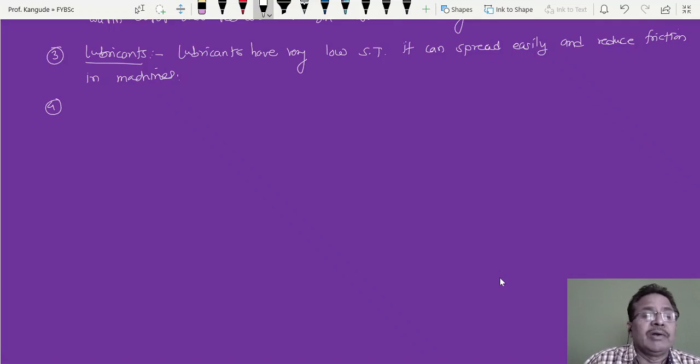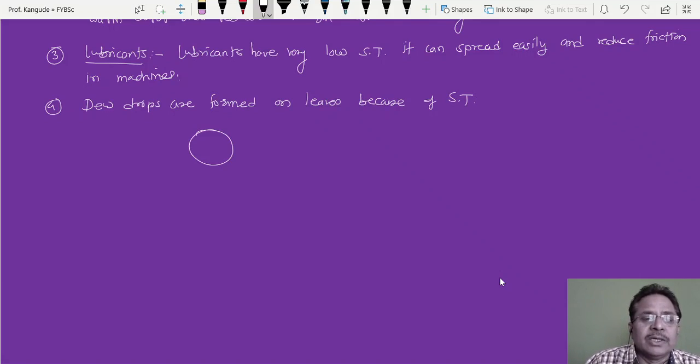Okay, then as we already saw, dewdrops are formed on leaves because of surface tension. And usually the drop is spherical or semi-spherical.